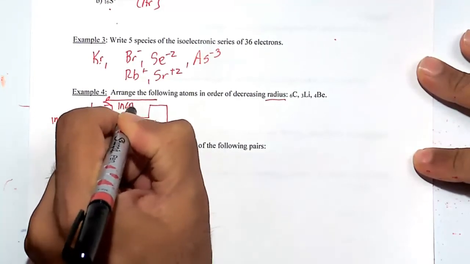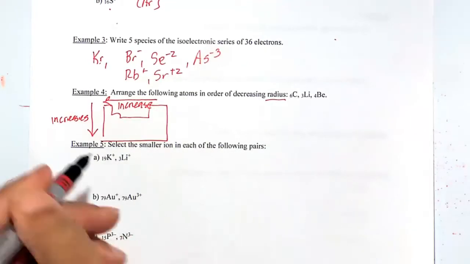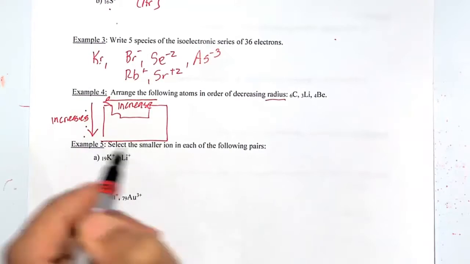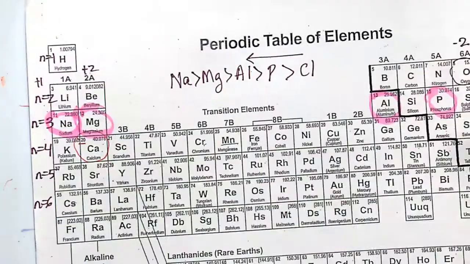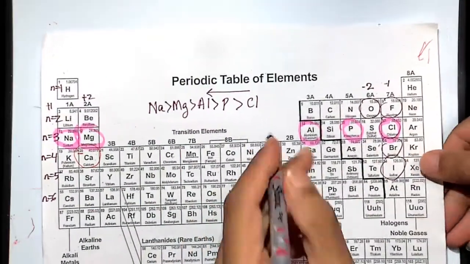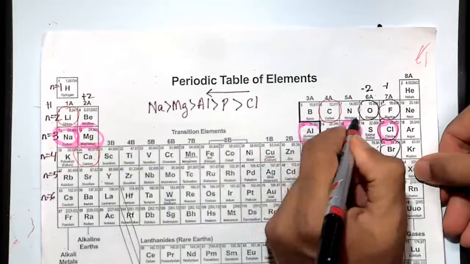That would mean increasing energy levels, increasing radius as the electrons move to more outer electron shells. So looking at carbon, lithium, and beryllium, this pretty much is the trend here. Carbon, lithium, and beryllium.